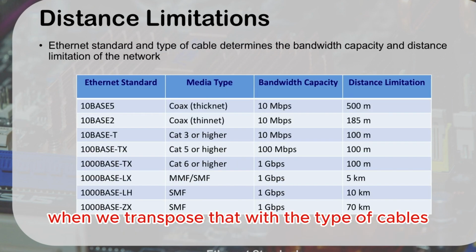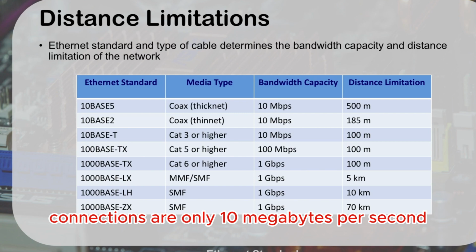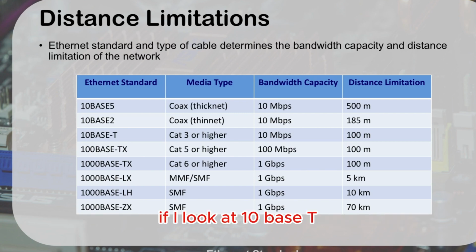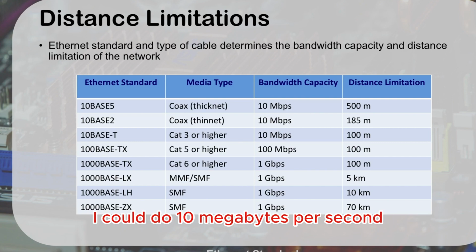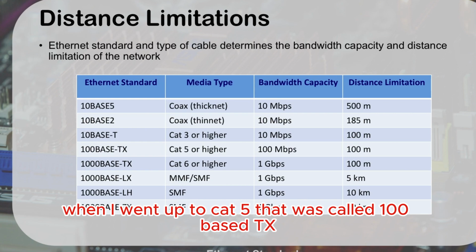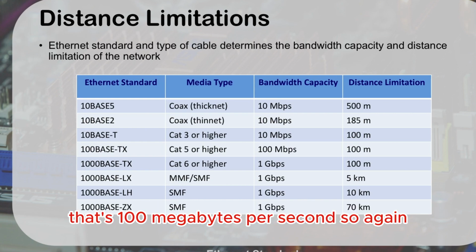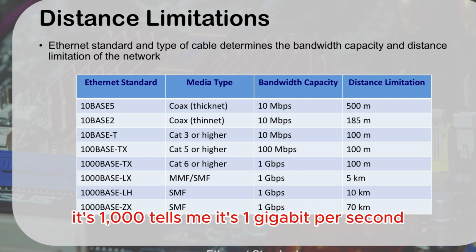When we transpose that with the type of cables we're going to deal with, you'll see our 10 base 5 and 10 base 2, that was our old coax connections, are only 10 megabits per second. If I look at 10 base T, which was my first twisted pair, Cat 3, I could do 10 megabits per second, the same as a coax. When I went up to Cat 5, that was called 100 base TX, that's 100 megabits per second. So again, we got the 100 in the front, tells us how fast it is. Go to the next one, it's 1,000, tells me it's 1 gigabit per second, right?